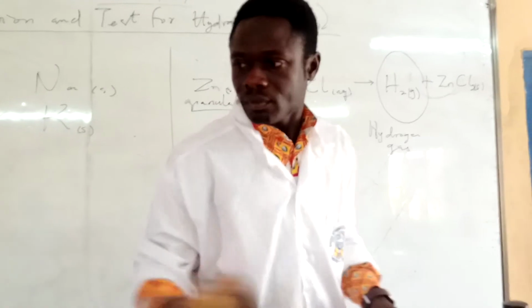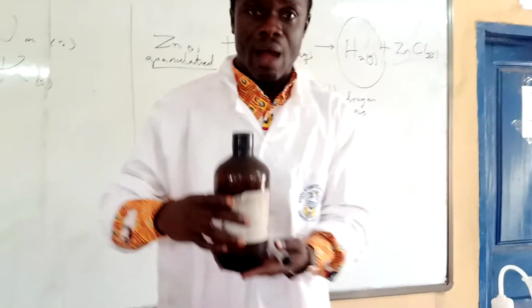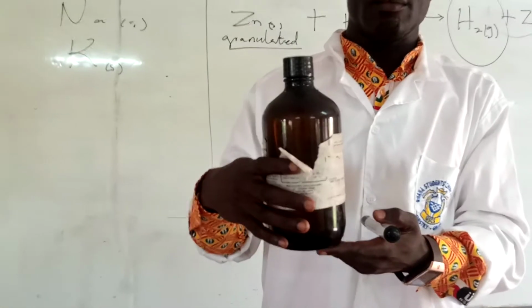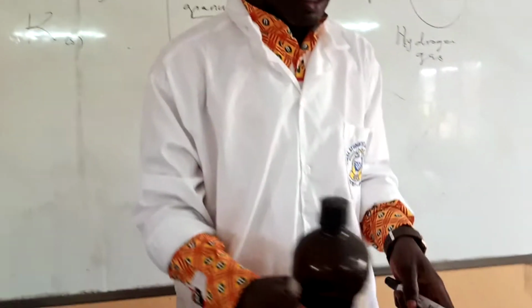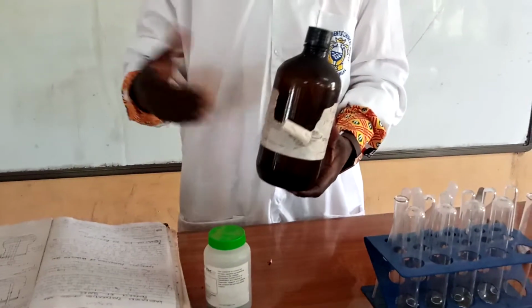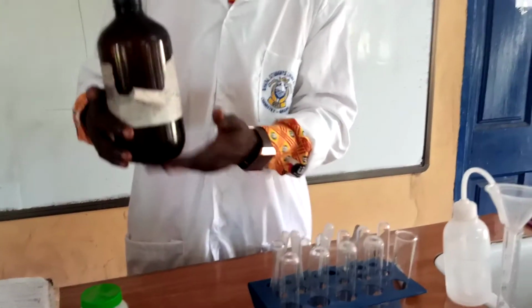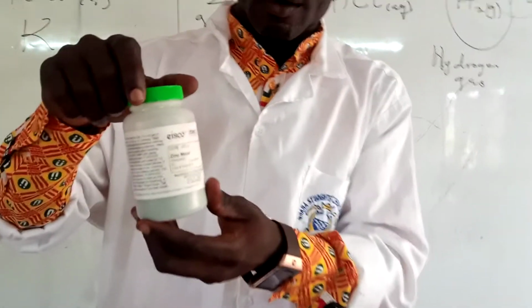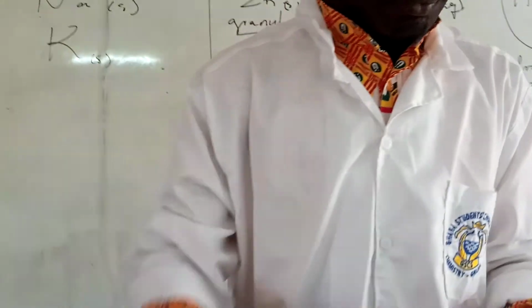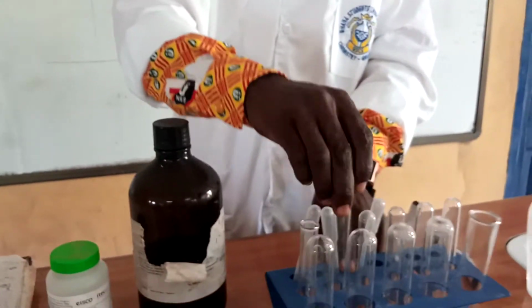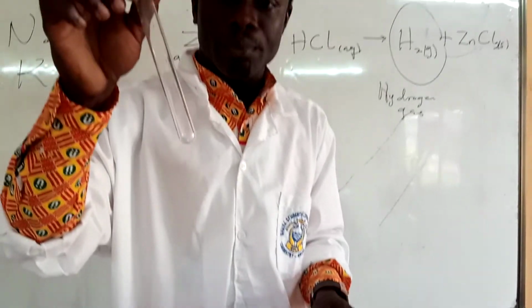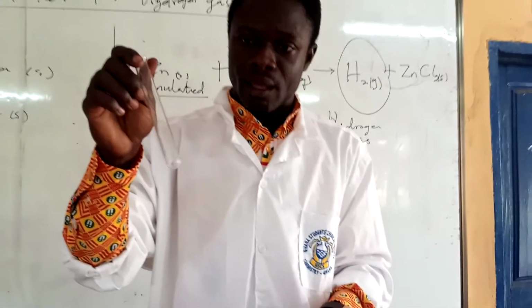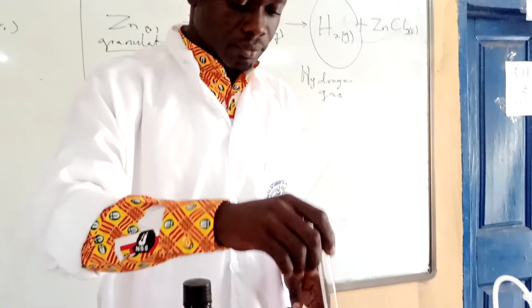So now we have our HCl, that is the hydrogen chloride, the concentrated one. Here I'm going to use the concentrated one, and I'll get the same result. So I have my hydrochloric acid, I have my granulated zinc or zinc granules, and I have my test tube. The test tube is what I'm going to use for the production of hydrogen gas.